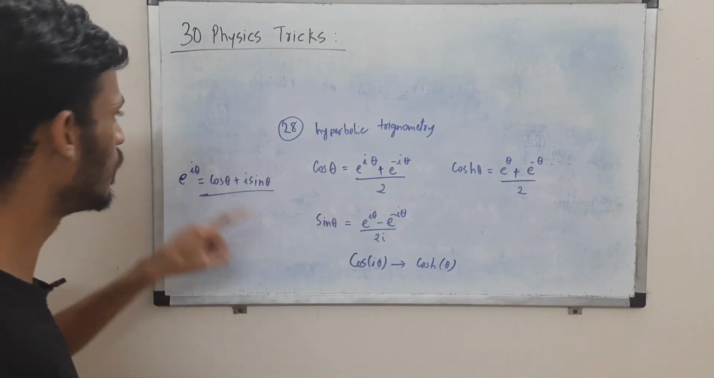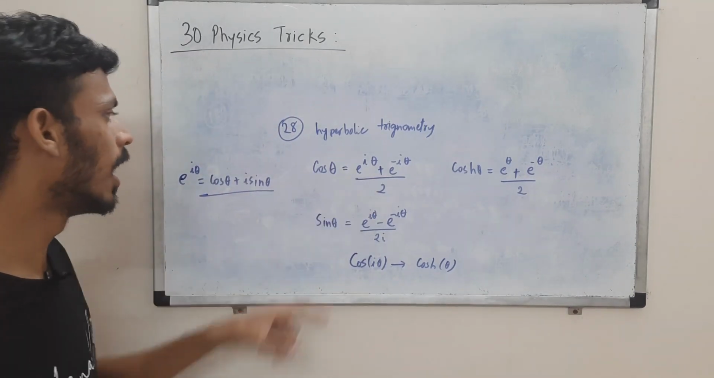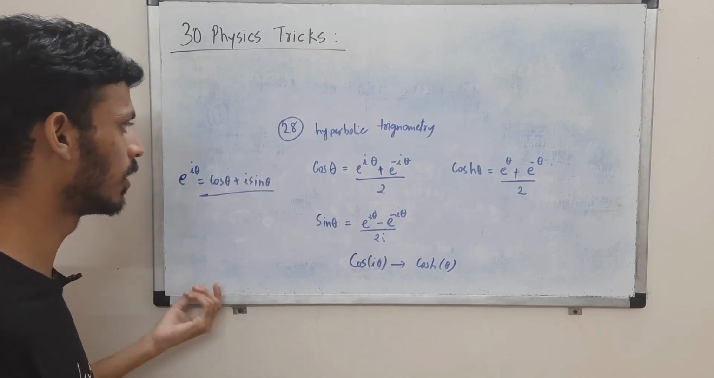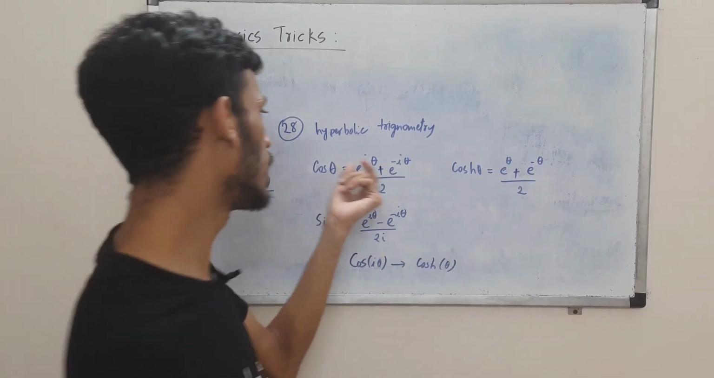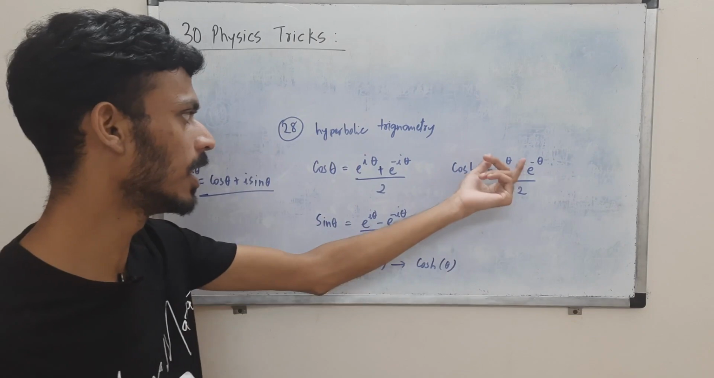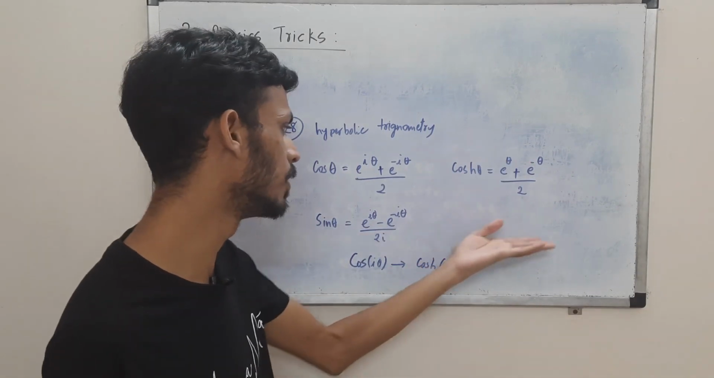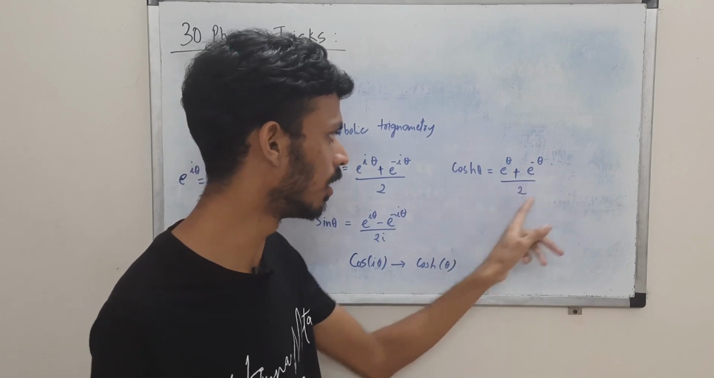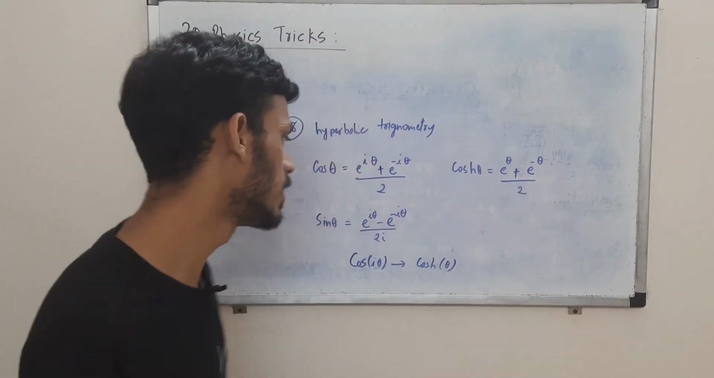So this i will be there for simple thetas. And of course for sine there is an i over here, so you'll have 2i in the denominator. And for hyperbolic there is no i as such. For sinh similarly you'll have no i, just a minus sign. That will give you sine hyperbolic.